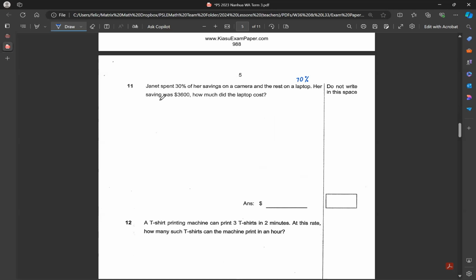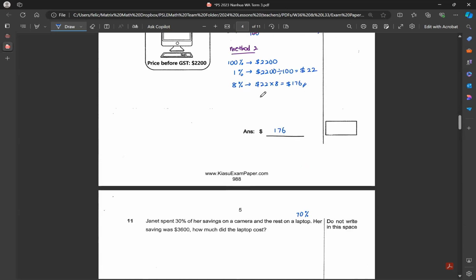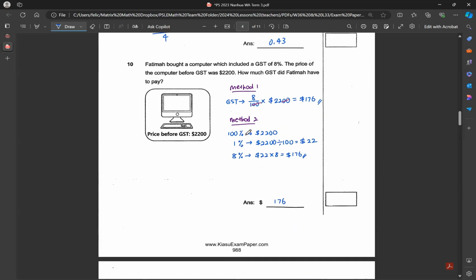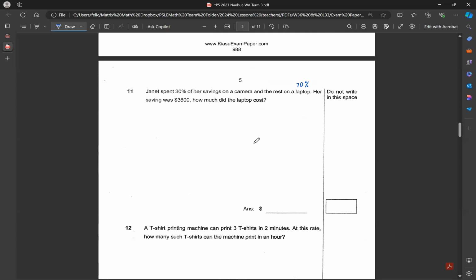Now, her savings was 3,600. So this is the total. That means 70% of 3,600 on the laptop. Again, you have two ways. You can apply method one or you can apply method two. So I leave it up to you. Let's say if you apply method one, for the spending on the laptop, you just need to do it in one step. You can just use 70 over 100, multiplied by her total savings.